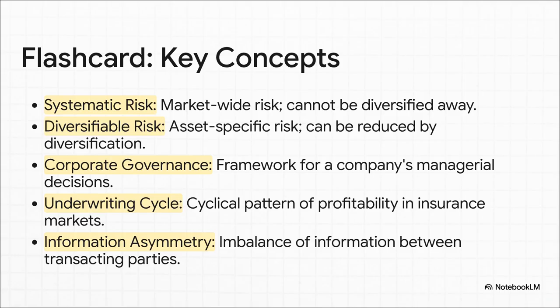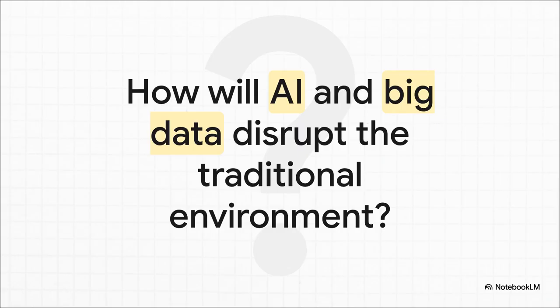Got it? Good. And I'll leave you with one final thought to chew on. Everything we've talked about today, all these frameworks, all these cycles, they've all existed in a world with certain technological limits. So my question to you is, how is something like the rise of AI in underwriting, or the use of massive amounts of big data, going to completely blow up these traditional cycles, regulations, and risk models that we've just spent all this time exploring? Because honestly, the answer to that question, that's probably going to define the next chapter for all of us in this profession.